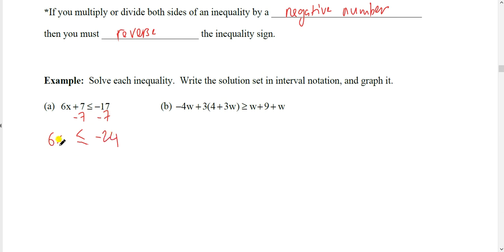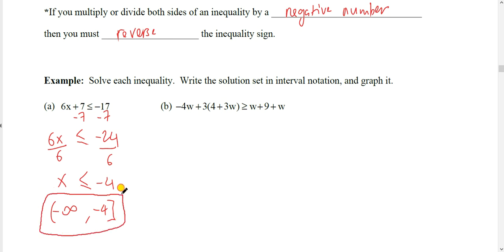Now to isolate the x, divide both sides by 6. Because we are dividing by a positive value, we are not switching or reversing the inequality here. So I keep the same direction. So x is -24 divided by 6, which is -4. So my solution here is all the values of x that are less than or equal to -4. So -4 is the highest value, and then all the way to the left up to -infinity.